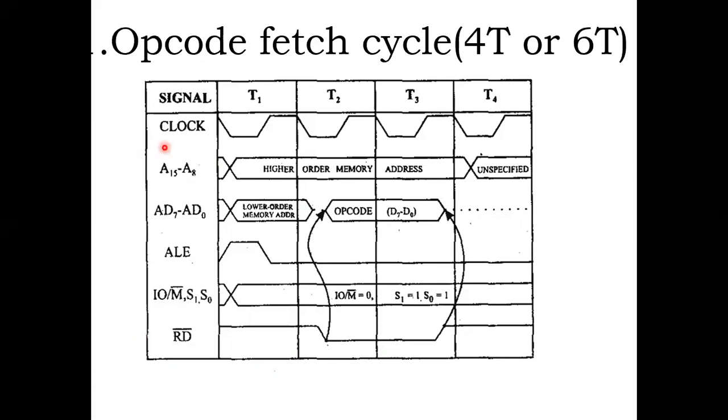First you have to write the clock. Regarding the clock, we already know that if you are using 12 T states you have to use 12 clock pulses. Then the higher order address is defined like that. Then the lower order address, which is multiplexed, AD0 to AD7, is shown like this. Then ALE: ALE should be enabled because it is active high. When it is 1, it will be enabled. So every time a machine cycle starts, ALE should be enabled.